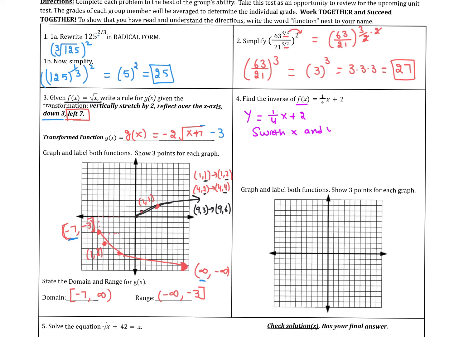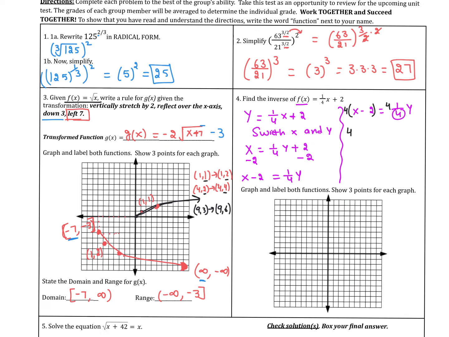Switch x and y, and you get x equals 1/4 y plus 2. Subtract 2 on both sides: x minus 2 equals 1/4 y. Now you're going to solve for y, which means you're going to remove the 4 from the bottom. To remove the 4 from the bottom, you multiply by 4 on each side.